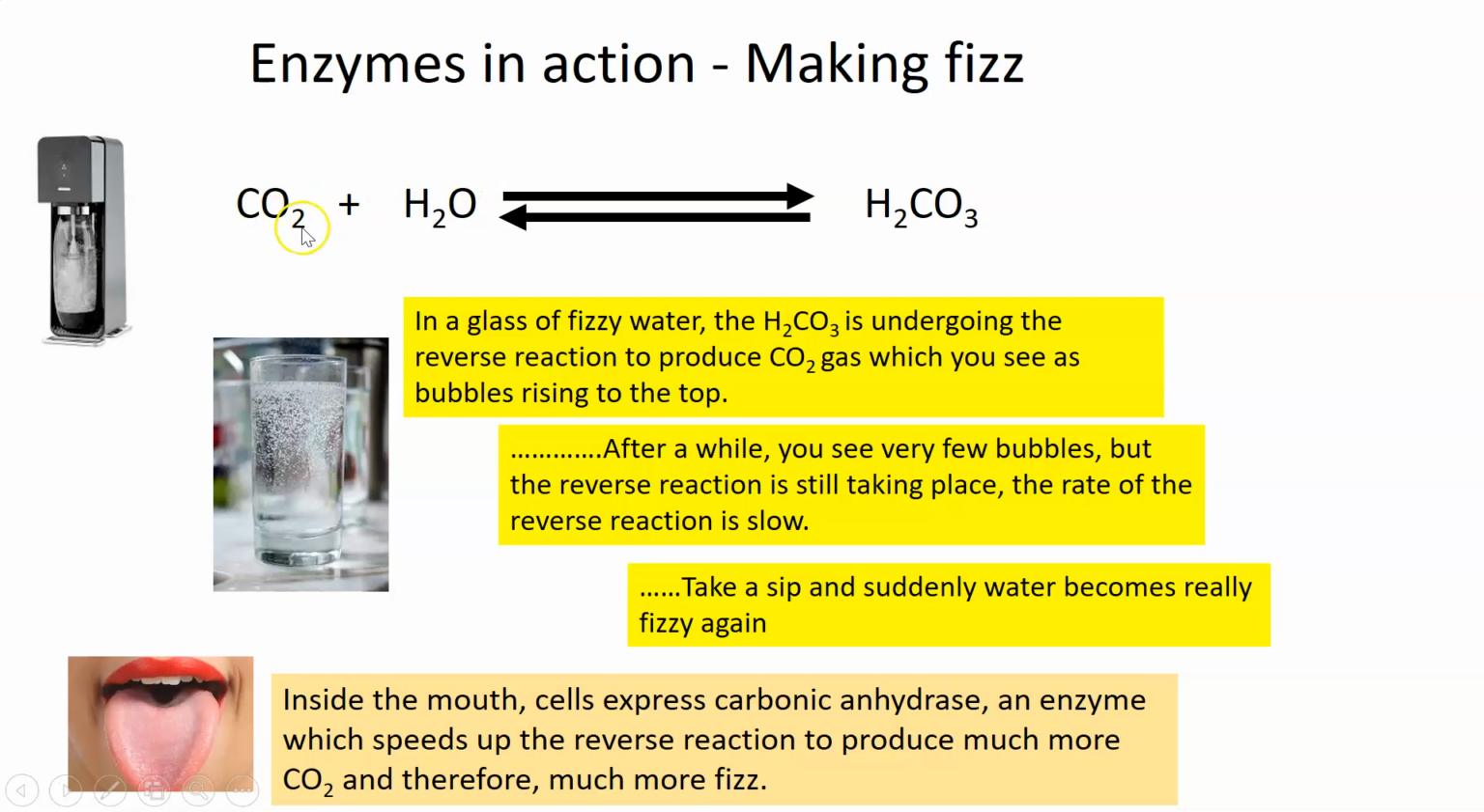Okay, so carbon dioxide reacting with water to form carbonic acid. The enzyme speeds up that process, but it can also speed up the reverse process as well. Now, in the mouth, it speeds up the reverse process. There's lots of carbonic acid dissolved in the water, and so the carbonic anhydrase speeds up the reverse reaction. In other words, you speed up the rate of producing carbon dioxide.